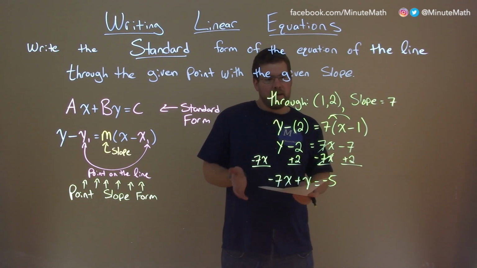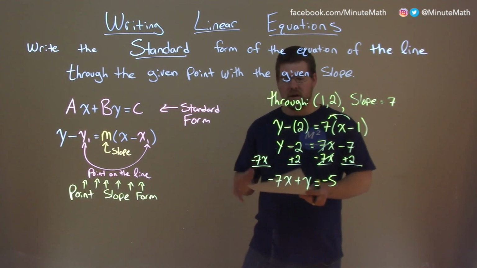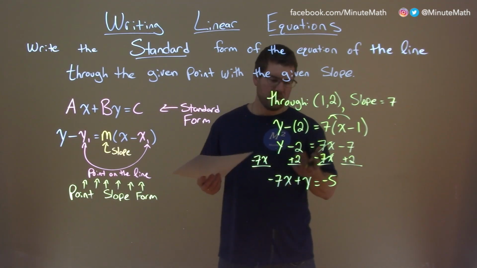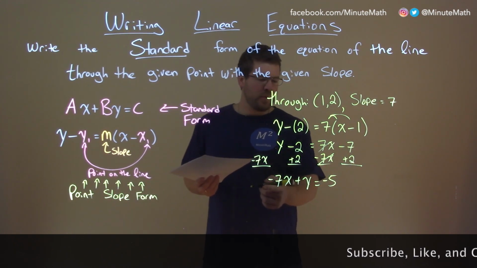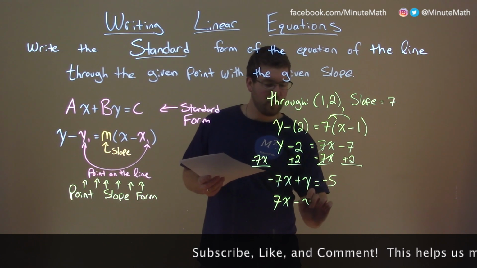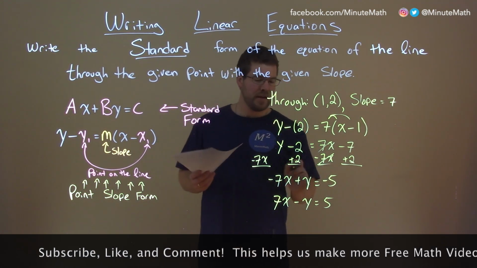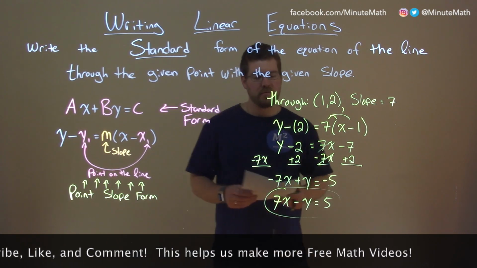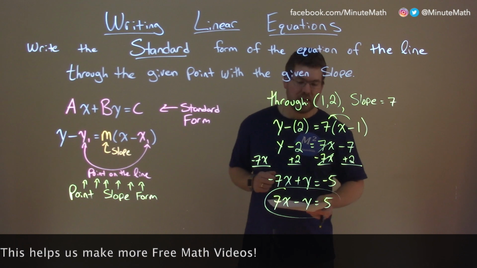Sometimes people want to make this all positive, make the x value positive. It's up to you. But right now we are in standard form. If you want, you multiply everything by -1. You get 7x minus y equals a positive 5. Either way, you can get that answer. It's up to you. But we're in the form ax plus by equals c. That's our standard form here.